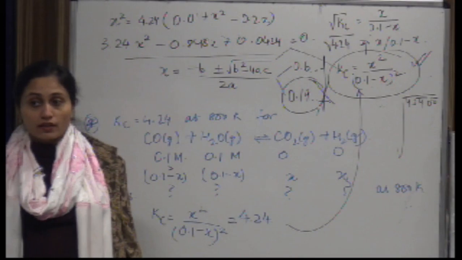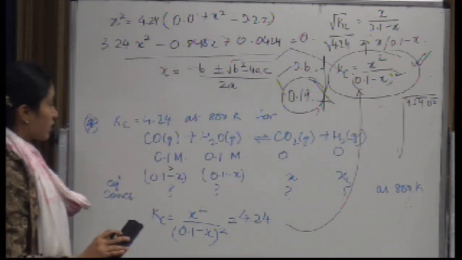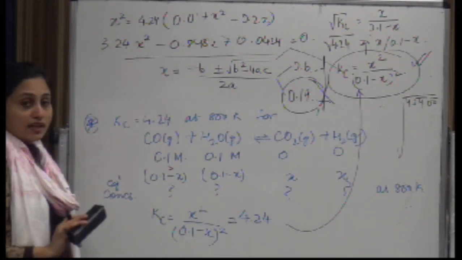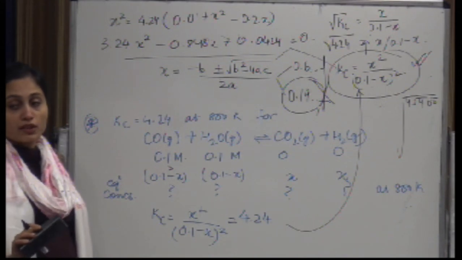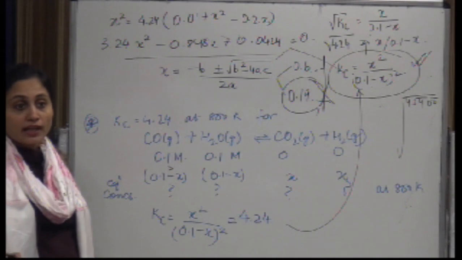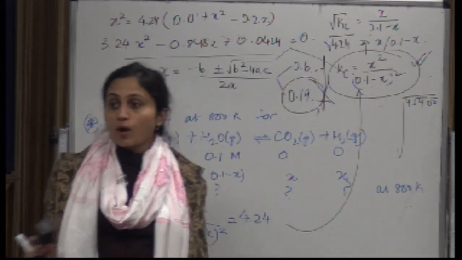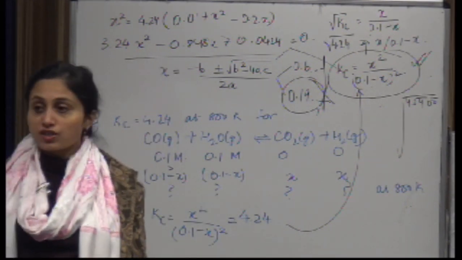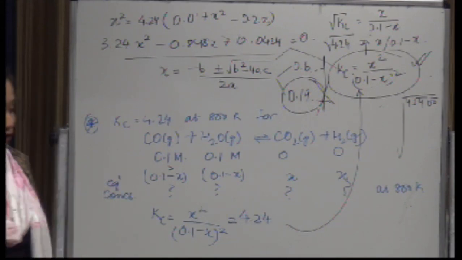Done? Now I repeat, in this question you just have to know how to write down the Kc in the form of the concentrations of the reactants and the products at equilibrium in terms of x or alpha or something else which defines the extent of the reaction.